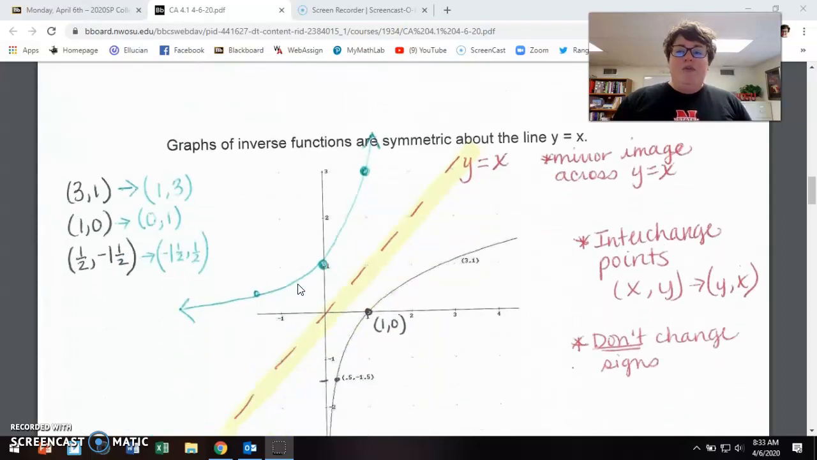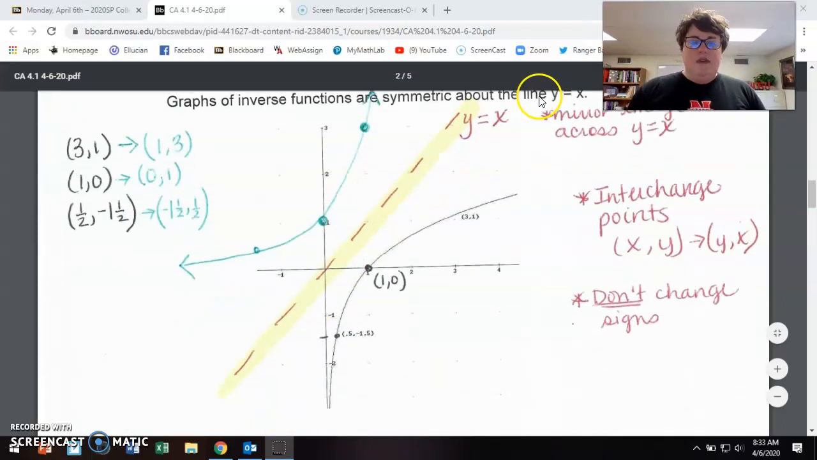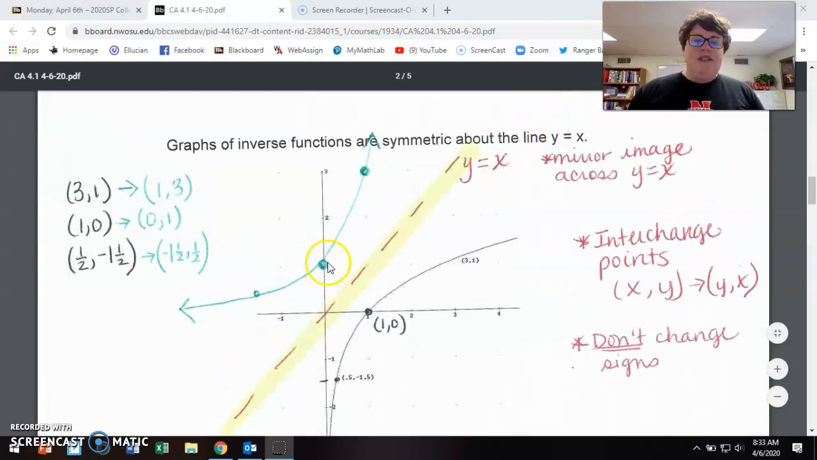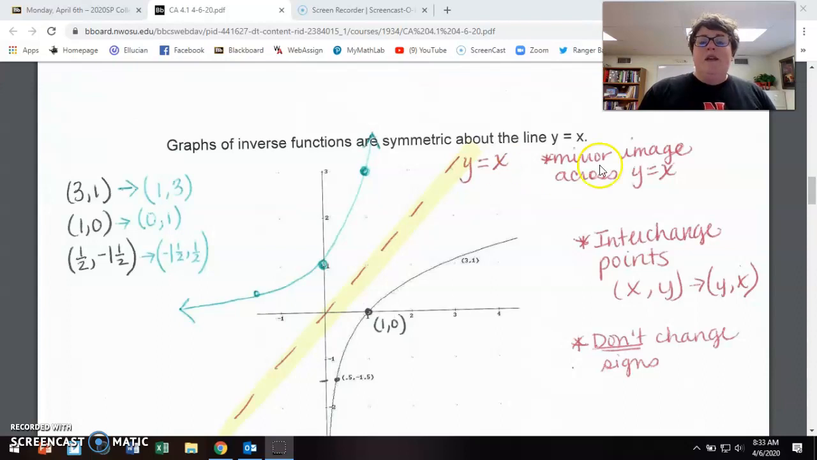Okay. When we look at graphs of inverse functions, the first thing to note is graphs of inverse functions are symmetric about the line y equals x. So the line y equals x is the line that cuts the first quadrant in half and the third quadrant in half. It's the diagonal line. The slope is 1. My y-intercept is 0. Okay, so that's what y equals x is. So it's a mirror image across y equals x. So one side, this side, should be a mirror image across to the other side.